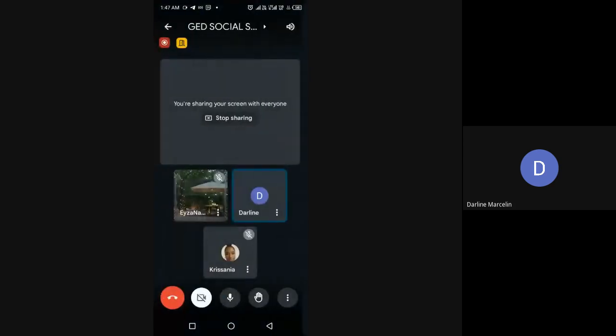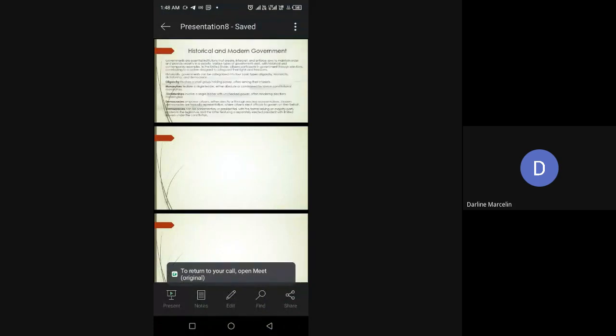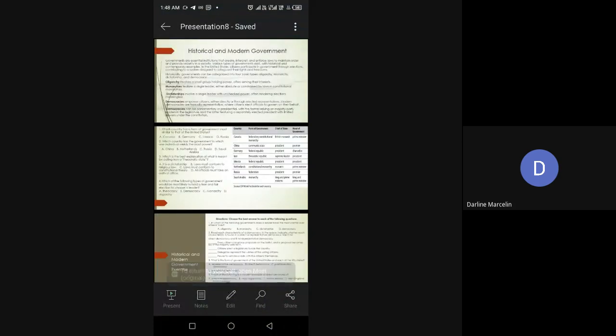Now, the question says, which country has a similar kind of government with the United States? The United States does not run a monarchical kind of system. The chief of state in the United States is the president. The head of government is also the president. So that means Canada is not the answer, because Canada runs a constitutional monarchy. And Germany.